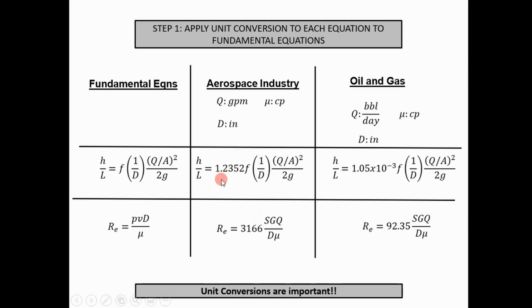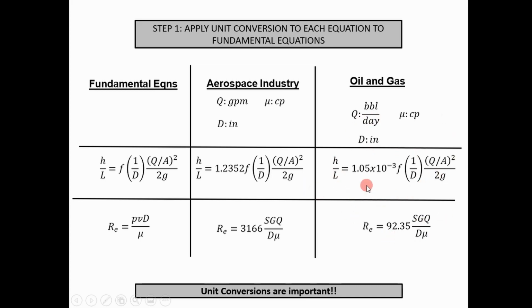If you don't know how to do unit conversions of equations, go read my blog post on unit conversions. This is extremely important, and if you do it, you'll definitely benefit from it. In the oil and gas industry, we work in terms of barrels per day, centipoise, and inches. So if we apply unit conversions to the Darcy-Weisbach equation and the Reynolds number equation, we get these equations. The result is these equations right here.